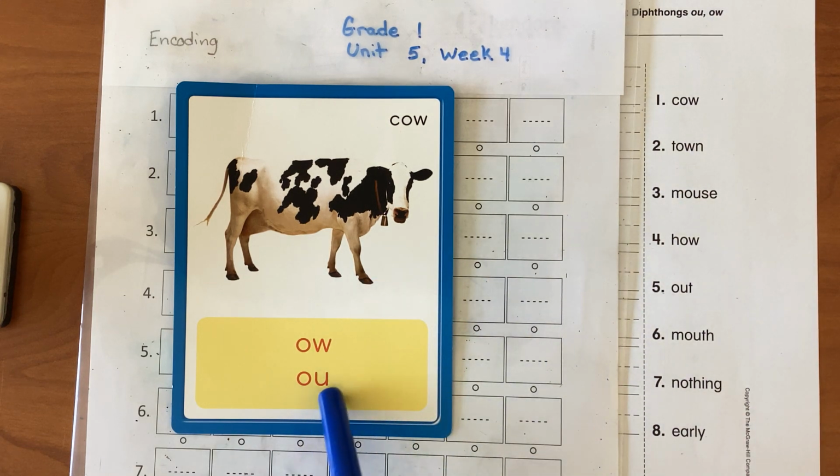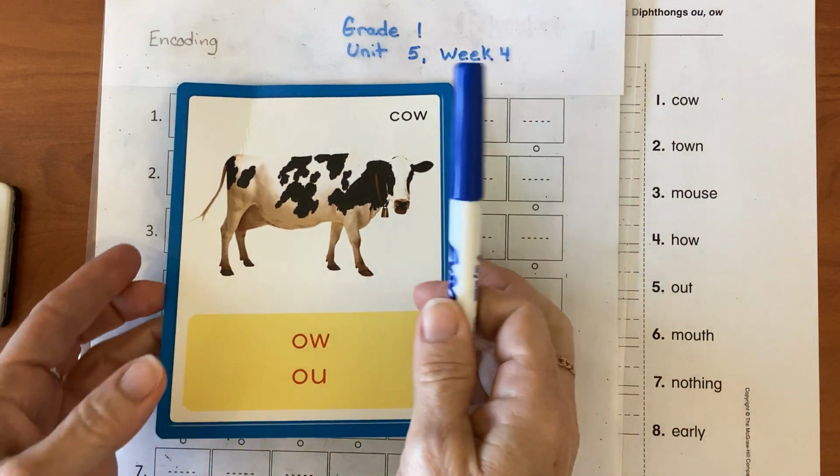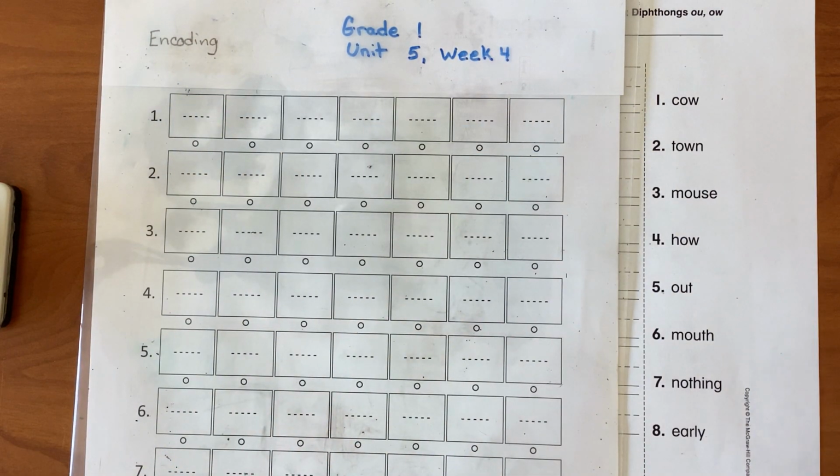Now we use OU in the middle of words. OW can be used in the middle or at the end of words, and I'll show you what I mean. The first thing I always say is make sure you can read all of your spelling words. I'm going to do that with you. Try and say the words with me.